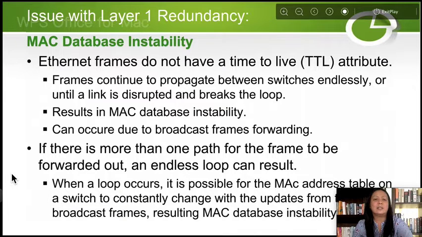The Ethernet frame does not have a time to live, or TTL, attribute. The frame continues to propagate between switches endlessly, or until a link is disrupted and breaks the loop. It results in MAC database instability, which can occur due to broadcast frame forwarding. And then the next is, if there is more than one path for the frame to be forwarded out, an endless loop can result. When a loop occurs, it is possible for the MAC address table of a switch to constantly change with the updates from broadcast frames, resulting in MAC database instability.